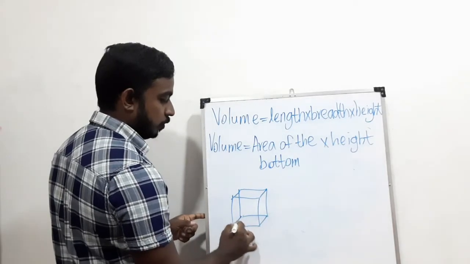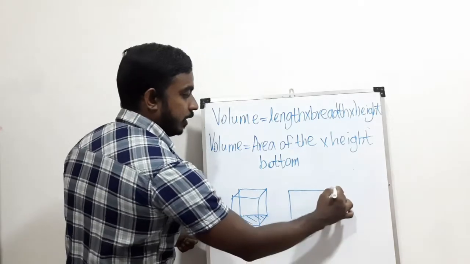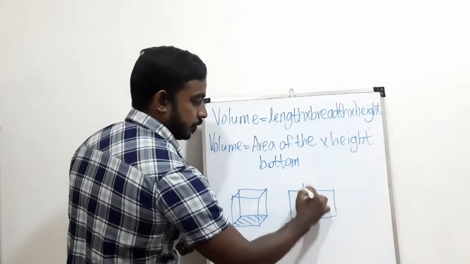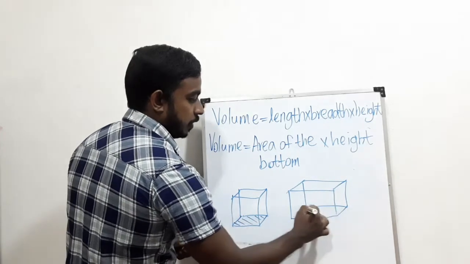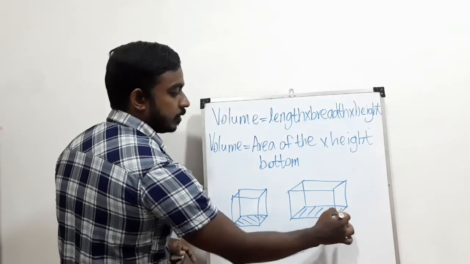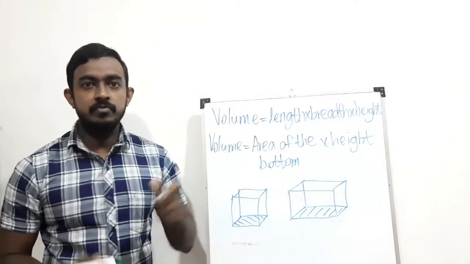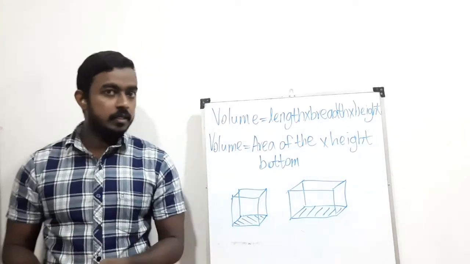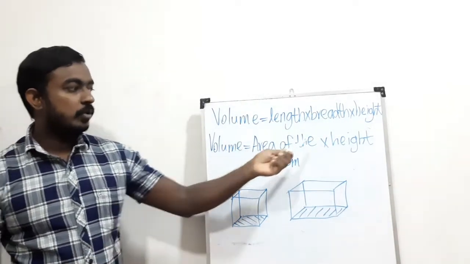In a cube, you can easily find out the bottom. In a cuboid also you can easily find out the bottom. Therefore, we can remake this formula which you will learn as volume equals area of the bottom into height.